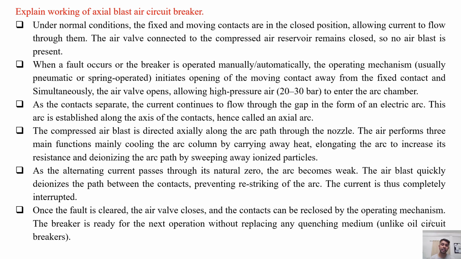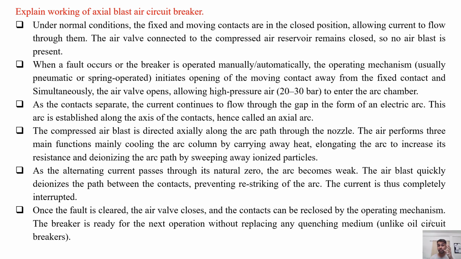As the alternating current passes through its natural zero, the arc becomes weak and the air blast quickly deionizes the path between the contacts, preventing restriking of the arc. The current is thus completely interrupted. Once the fault is cleared, the air valve closes and the contacts can be reclosed by the operating mechanism. The breaker is now ready for the next operation without replacing any quenching medium, unlike oil circuit breakers. This is the simplest working of the axial blast air circuit breaker.